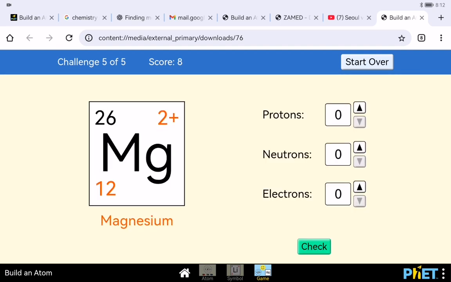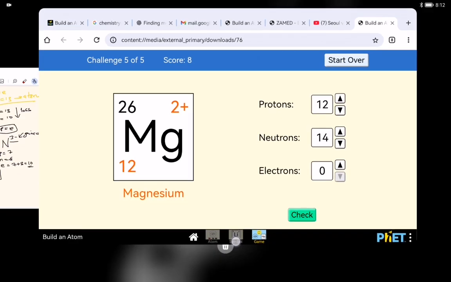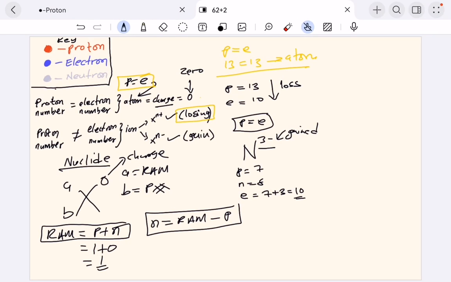In this case, how do you find the proton number? The proton number is always the number down below, which is 12. How do you find the neutron number? It's going to be 26 minus 12, which is going to be 14. Then how do you find the electron number? In this case, it's a +2. So +2 means it's losing 2.